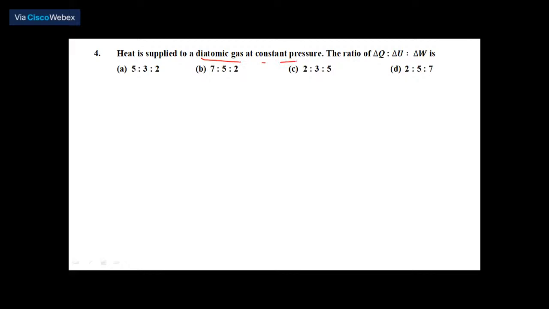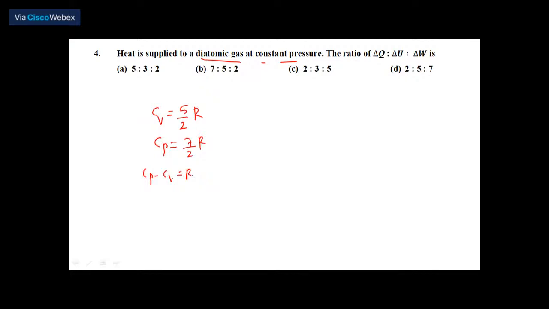Okay, for a diatomic gas, there are 5 degrees of freedom. Since there are 5 degrees of freedom, Cv is equal to 5 by 2 times R. And Cp is equal to 7 by 2 R. This is because we have Cp minus Cv is equal to R, Cp is equal to Cv plus R. Right. Therefore, we get Cp is equal to 7 by 2 R.